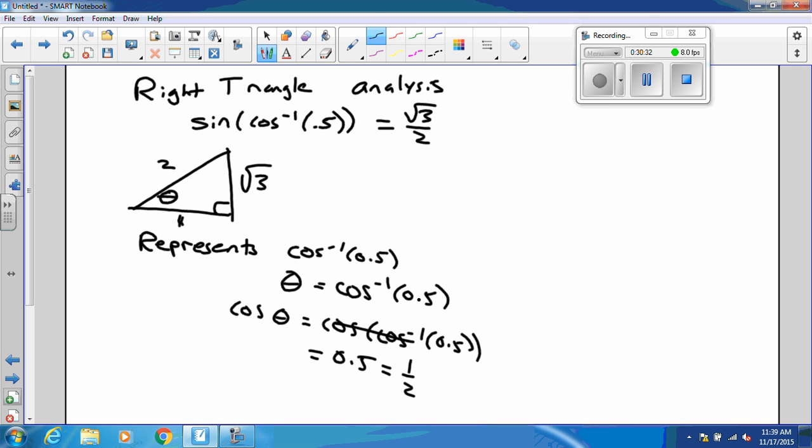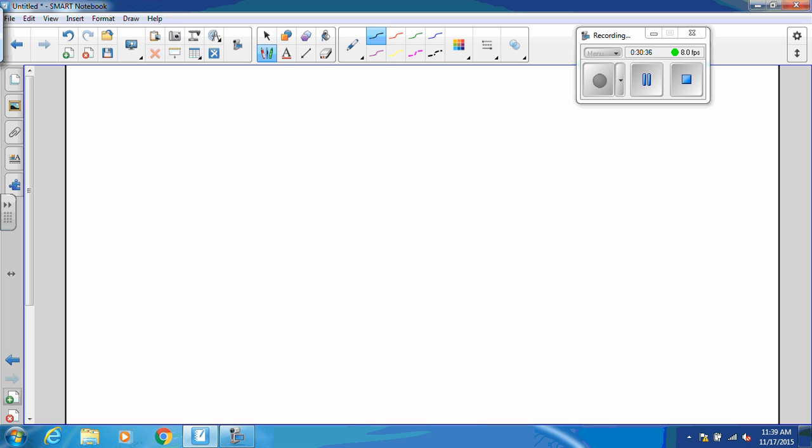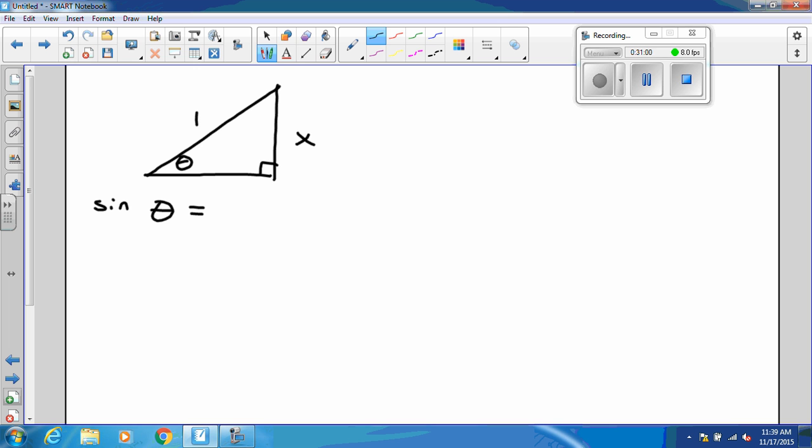Now, here's one of the interesting outcomes of this right triangle analysis here. Let's take a look at the right triangle. And I'm going to take this angle theta right here, and I'm going to label this side x. Maybe I should call it y. And I'll call the hypotenuse 1. What does this triangle represent? Well, this triangle clearly represents that sine theta is equal to x over 1, right? And therefore, the inverse sine of x is equal to my angle theta. So this triangle would represent the inverse sine of x. Everybody with me?